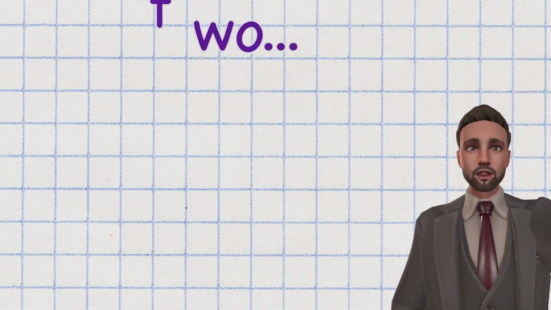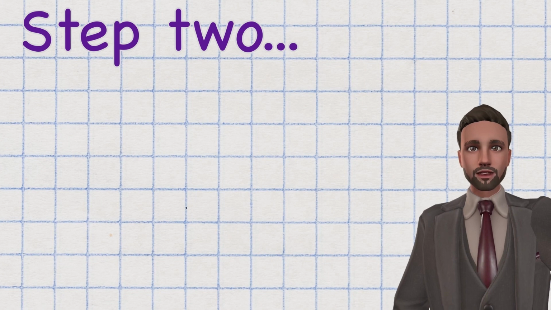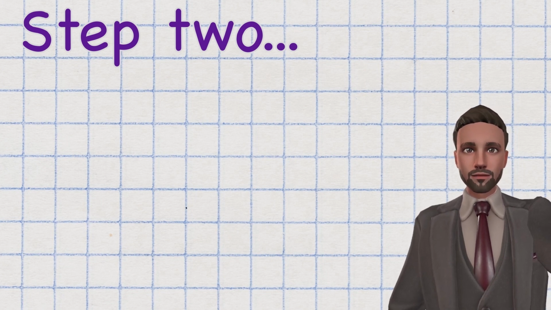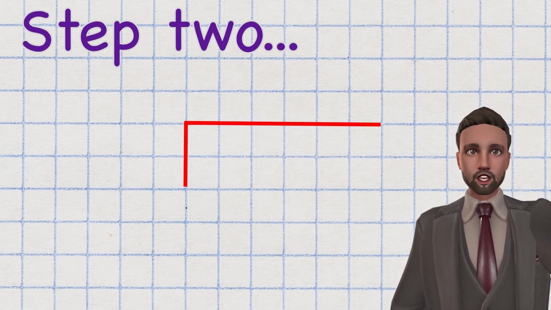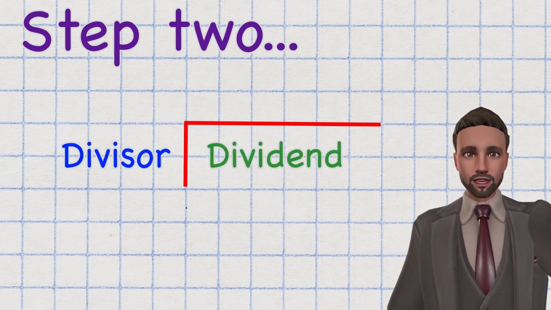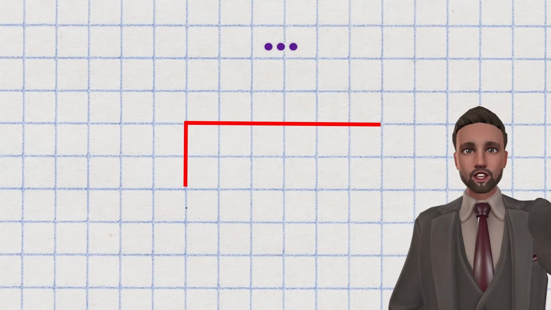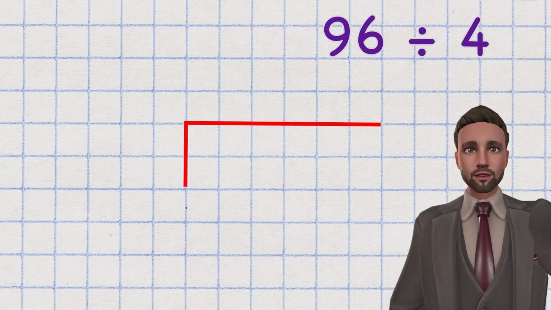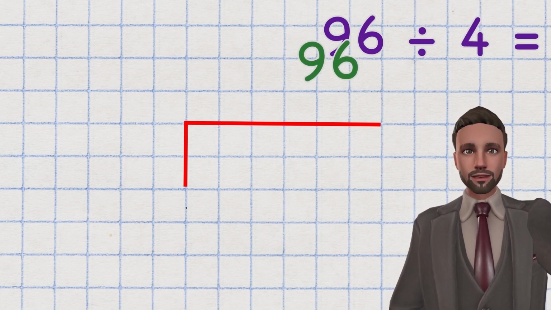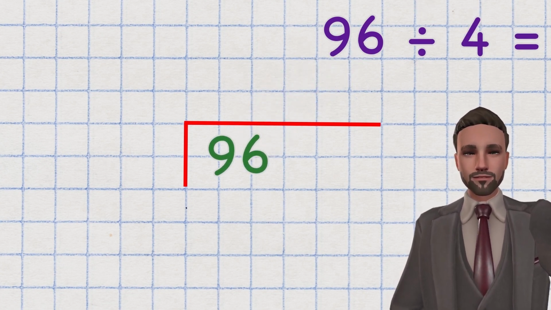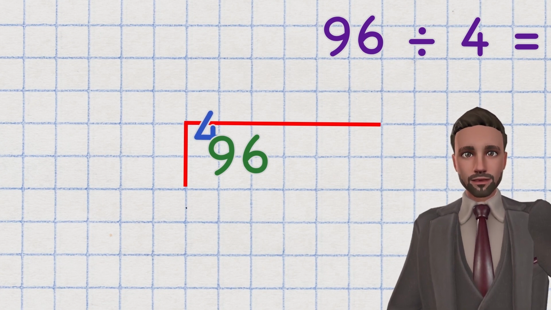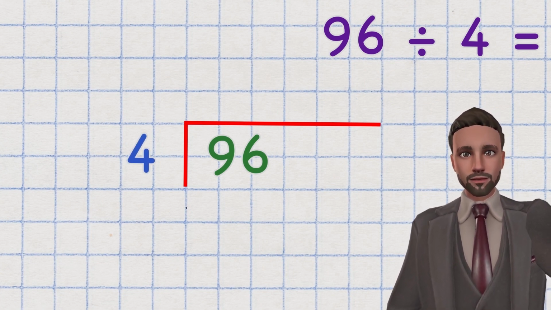Now we will look at a question that requires us to exchange. With each level of difficulty, it is important to remember that the bus stop doesn't change. Where you put your divisor and dividend doesn't change, and the process doesn't change. It just adds an extra step. A question such as 96 divided by 4. Remember, the dividend 96 goes into the bus stop. 4, which is the divisor, goes on the outside to the left.